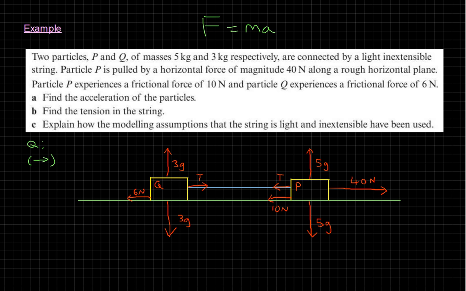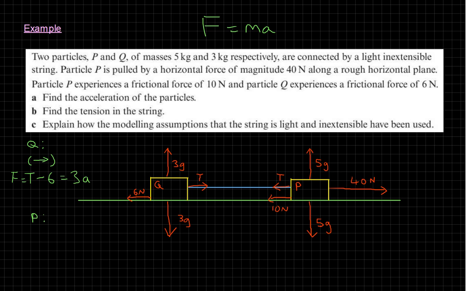Okay, so on Q, what are the forces going horizontally? We've got T going to the right, and we've got 6 newtons going to the left, and because it's left, I'm going to do minus. Okay, so that's the force on Q. And that must be equal to its mass times acceleration. Now the mass of Q is 3, and its acceleration we don't know. I'm just going to call it A.